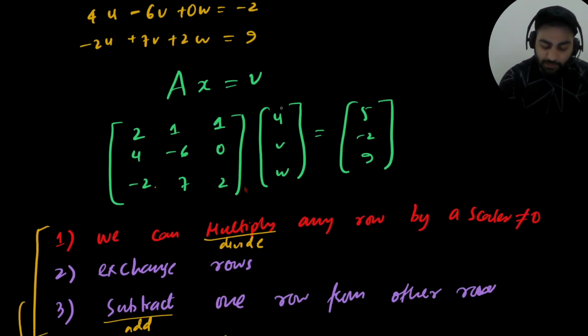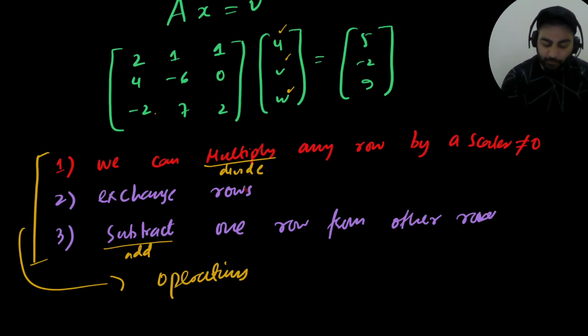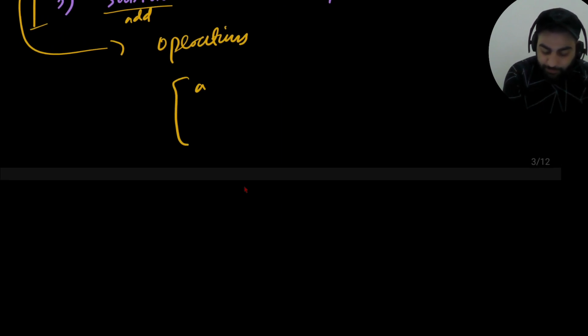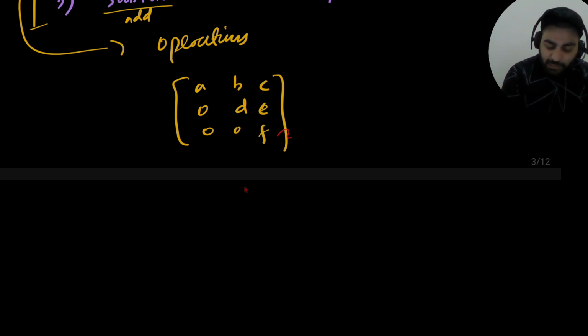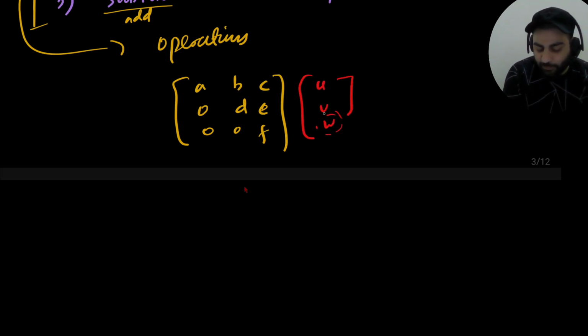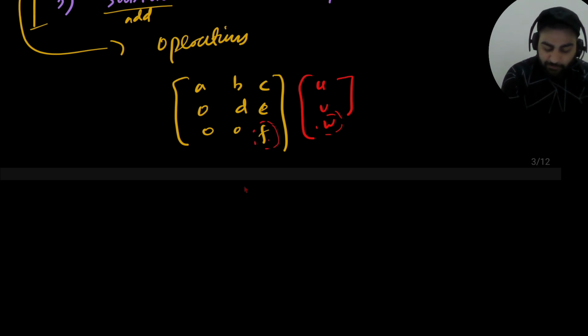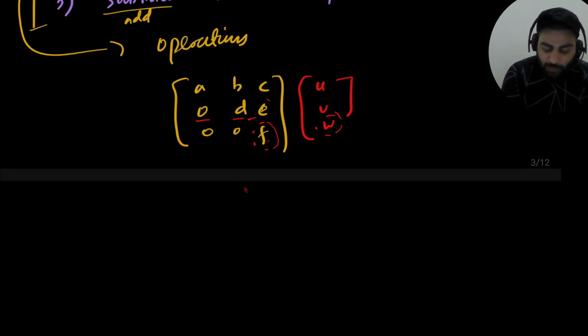Now in order to find these u, v and w, we'll perform these operations so that we get the lower triangular matrix. So what is the benefit of getting a lower triangular matrix? Let's suppose we got A, B, C, 0, D, E, 0, 0, F. Now you know that here you have U, V and W. This value W directly corresponds to this F. Now you can back substitute the value of W in here, and you can easily compute the others by back substitution.